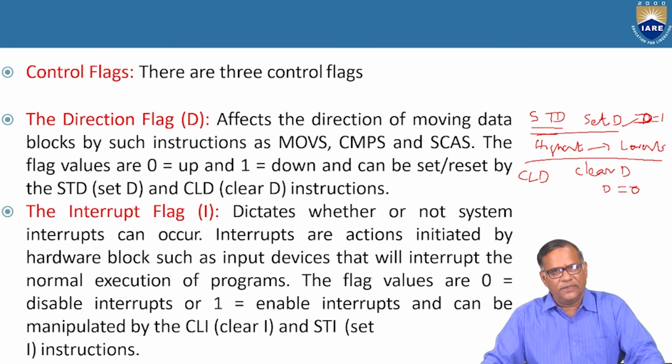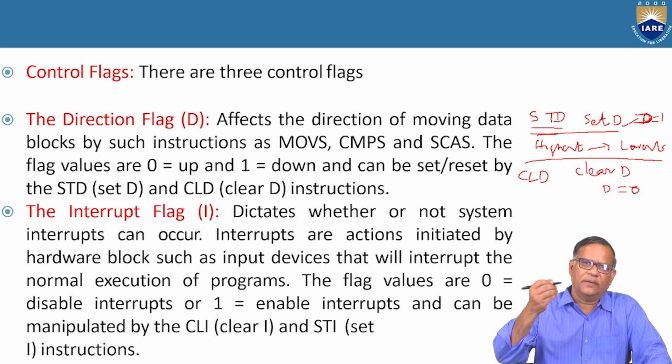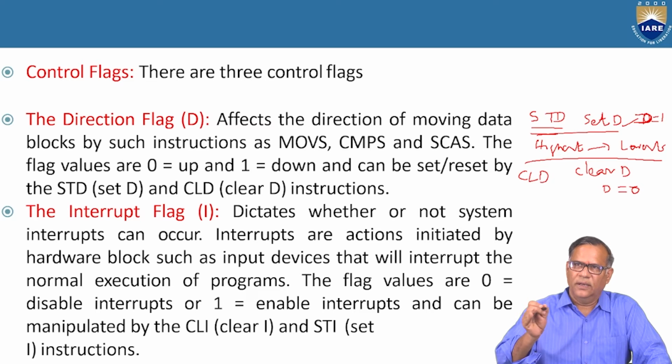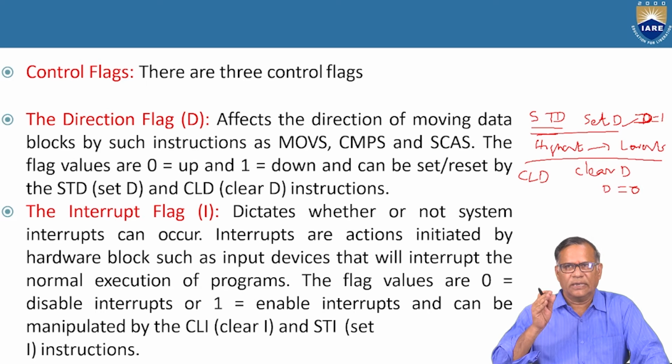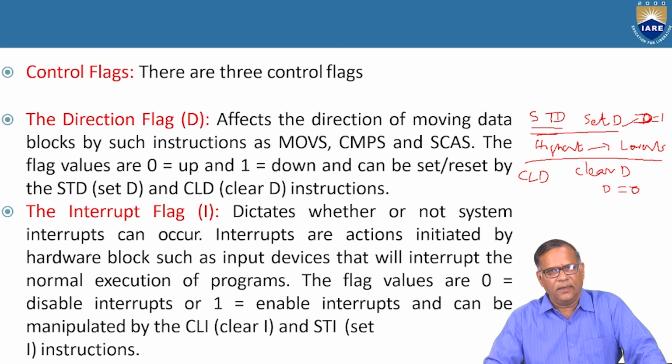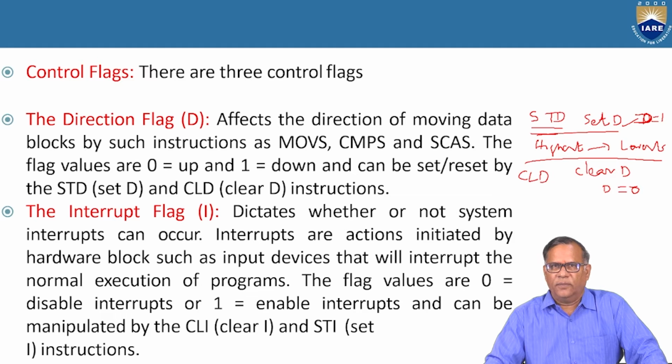And this can be set or reset by using instructions STD or CLD. STD means you are making the direction flag as 1. CLD means you are making the direction flag as 0. So if you are doing the CLD instruction execution, then that means you are processing the array from the lowest address to the highest address. And if you are making the direction flag as 1 by using the STD instruction, then you are processing the array in the reverse order.